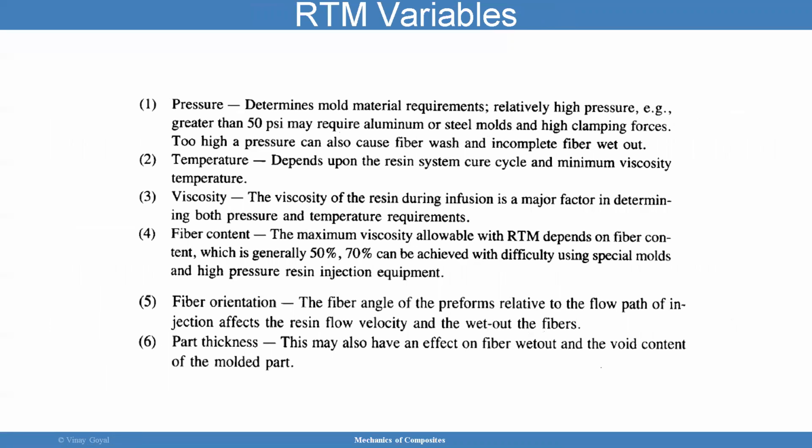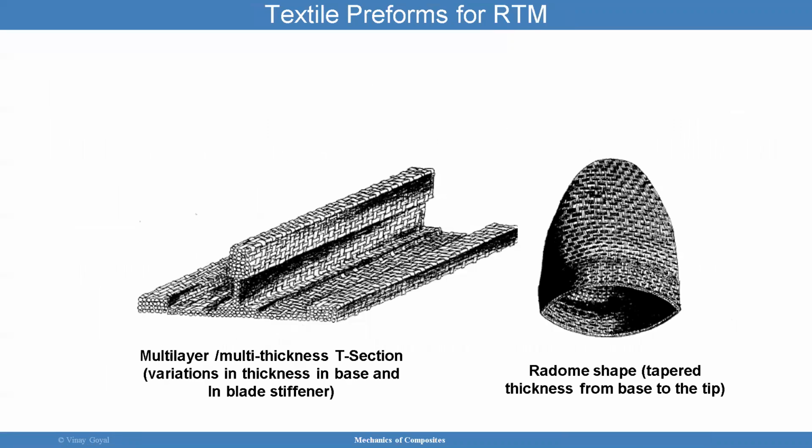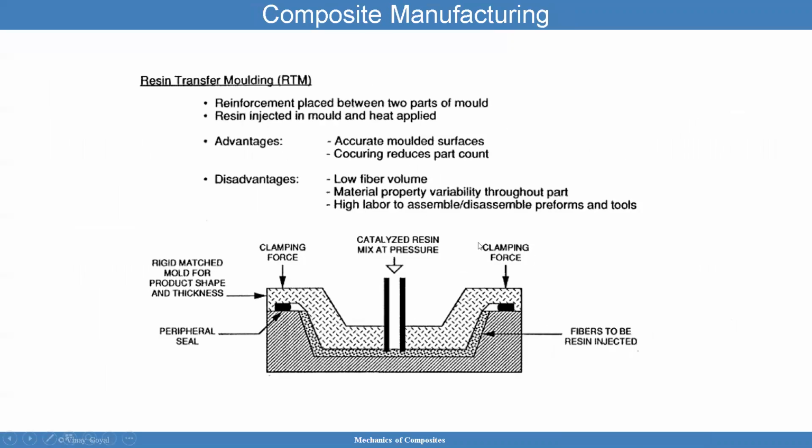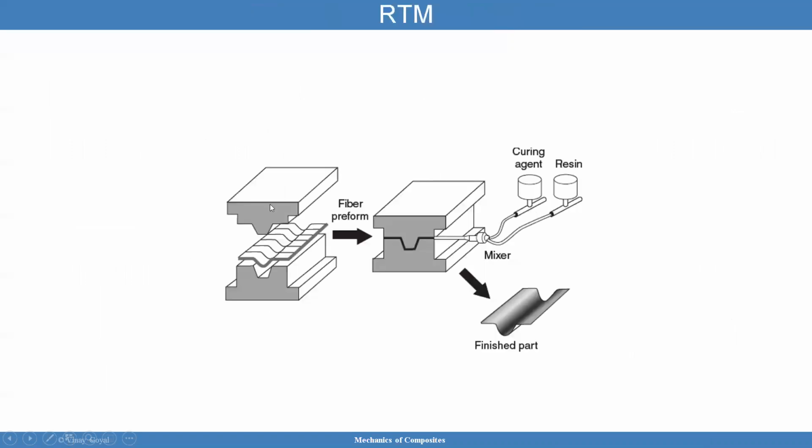RTM variables. Just like with filament winding technology, I'll discuss the variables really quickly. RTM variables include pressure, which determines the mold material requirements. Relatively high pressure is needed, greater than 50 psi for RTM. And again, just to remind you what RTM looks like, you have two pieces compressing into the part that you want to make. Here you can see another example, and you push in to get the design out.